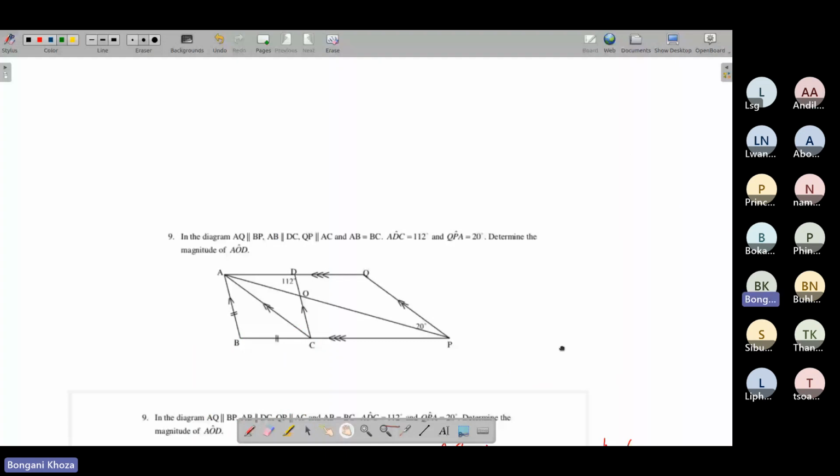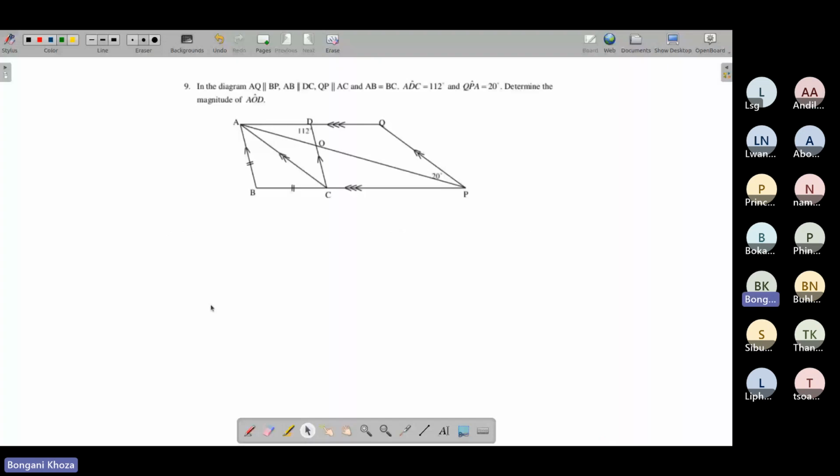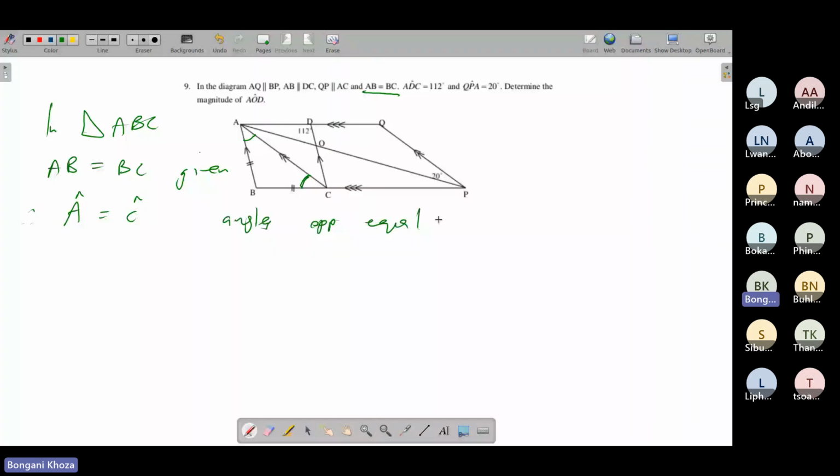All right. So now we can say we are looking for this angle here. In triangle ABC, this triangle over here, AB is equal to BC. This was given in the statement. AB is equal to BC, and therefore angle A is equal to angle C. So this angle will be the same as that angle. The reason for that is that those are angles opposite equal sides.